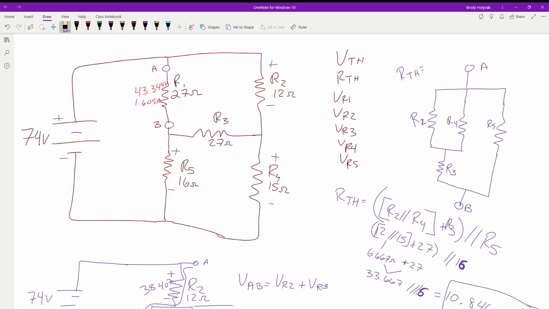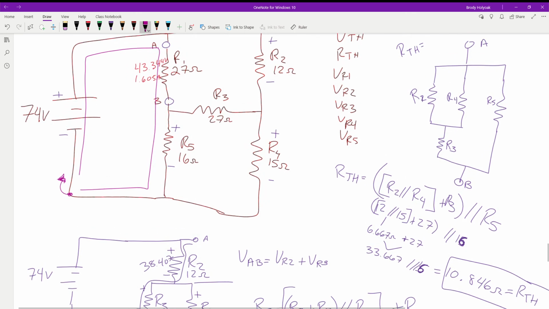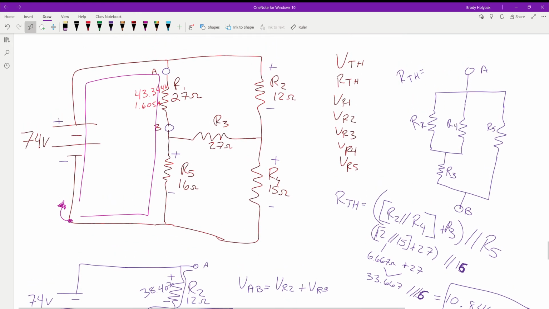So now, what we're going to do is use Kirchhoff to solve for the rest of these voltages. So the first loop I want to do, I'll start down here in this corner and I'm going to go up this direction. I'm going to come through here, come across, go down, back to where I started. When I do that, we will find the voltage for R5.